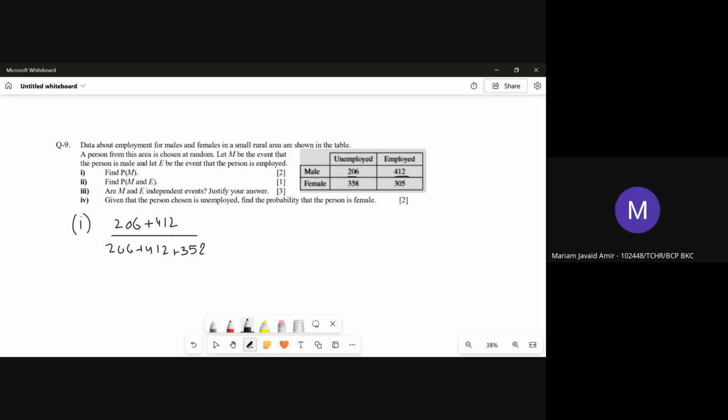So desired outcomes over total number of outcomes. This would be 206 divided by 427.